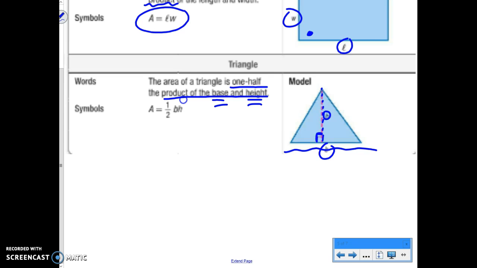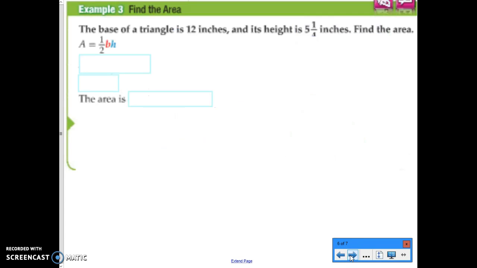And you're just going to take half of that. So it's really 1/2 area, area equals 1/2 times the base times the height. I know that gets a little blurry on there. So let's take a look at what that looks like.